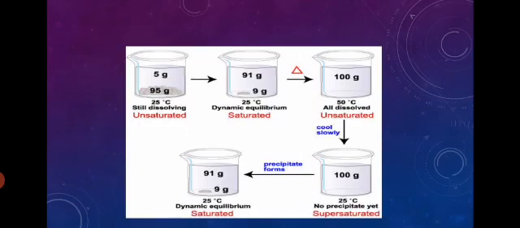So this is another example. You can see that 5 grams of solute are dissolved in 95 grams of water. So this is the unsaturated solution. In the saturated solution, you can see 91 grams of water and 9 grams of solute which are undissolved. Here is 100 grams of water and all dissolved. This is also unsaturated. When more temperature is given, then it is the unsaturated solution.